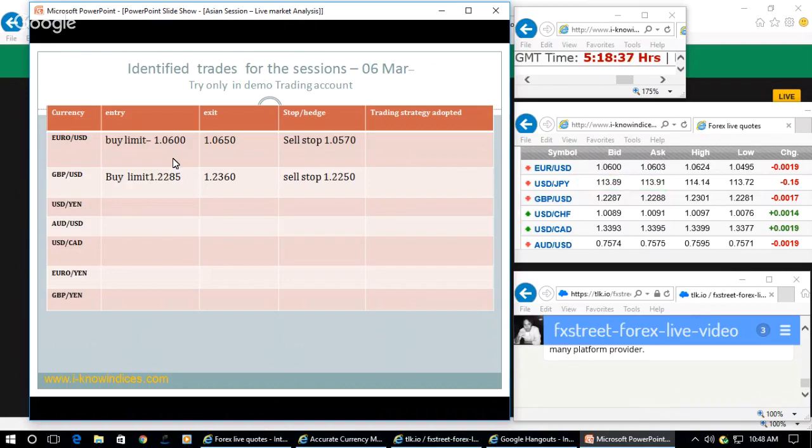Now the recommended trades for the day: you can try and take a buy position around the low, 1.0600 in the case of Euro, with 1.0650 as the exit and 1.0570 as the hedge order to limit the risk. In the case of GBP, 2285 we could keep the buy limit order, and 2360 could be the exit, and 2250 would be the hedge order to limit the risk.